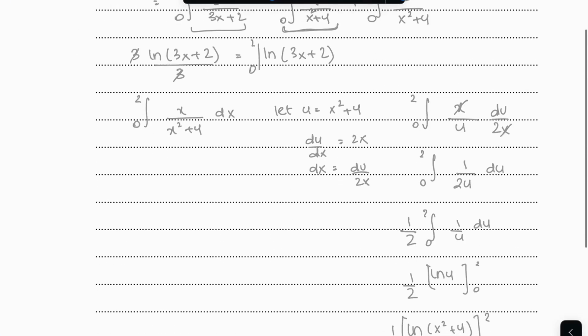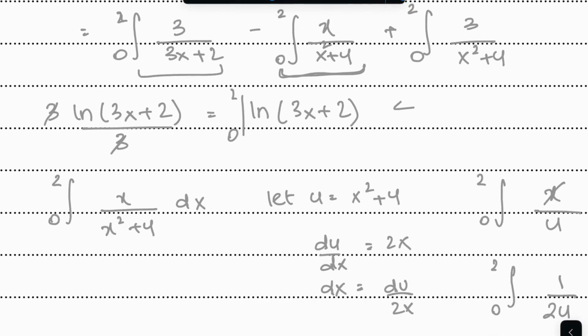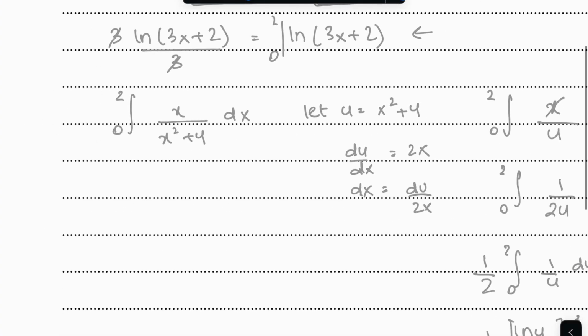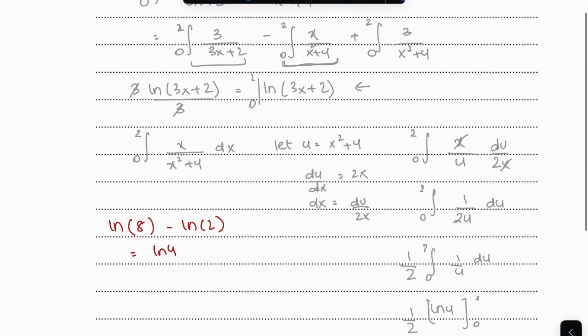Now, let's also just replace the limits for the first part as well. Let's change the color because it's getting a little confusing. So if we put in the limits, there's no half here. ln of 3 times 2 is 6, plus 2 is 8, minus ln, if we put in 0, 3x will become 0, so it'll just be ln 2. That will give us ln 4. Okay, so that is for this part.